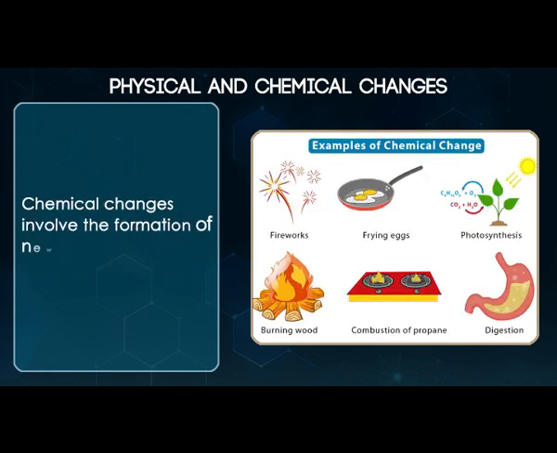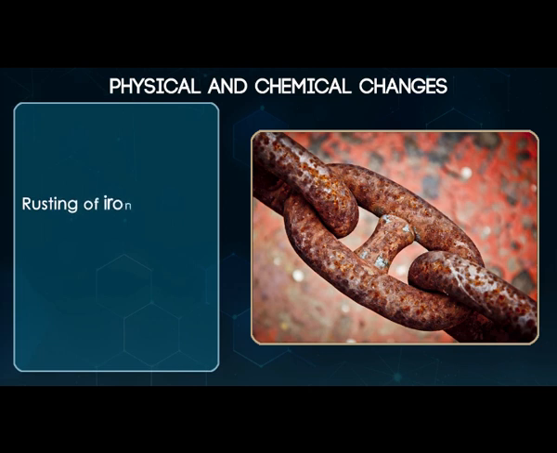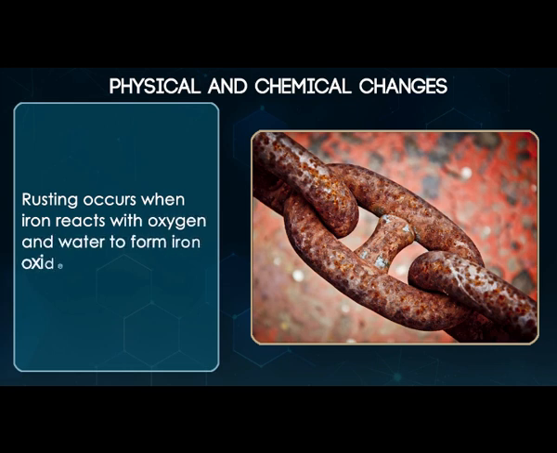Chemical changes involve the formation of new substances. Rusting of iron is an example of a chemical change. Rusting occurs when iron reacts with oxygen and water to form iron oxide or rust.